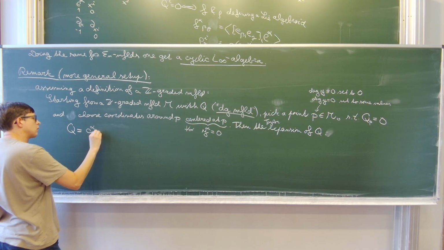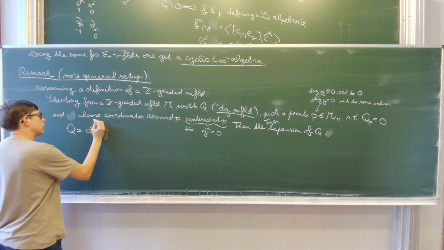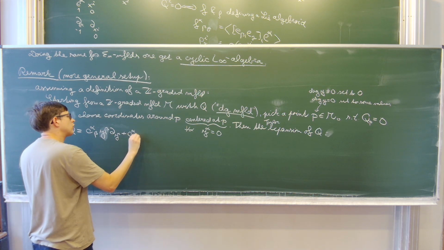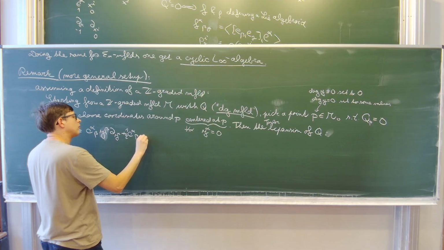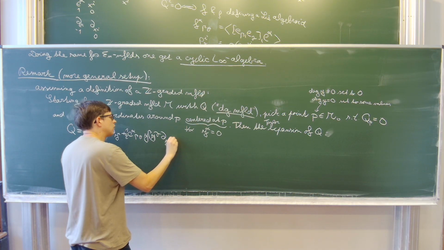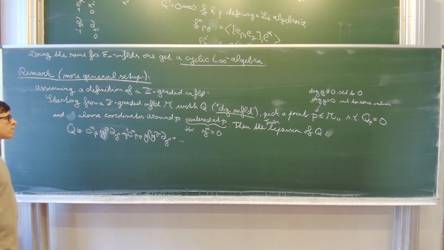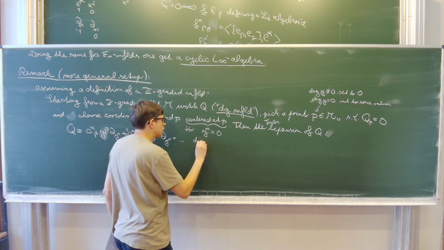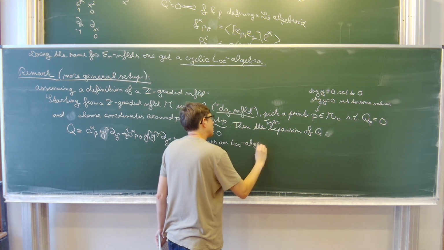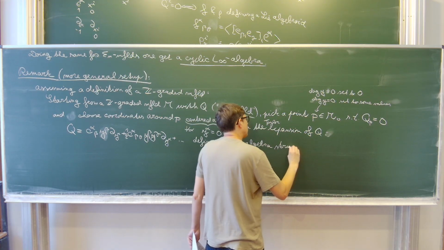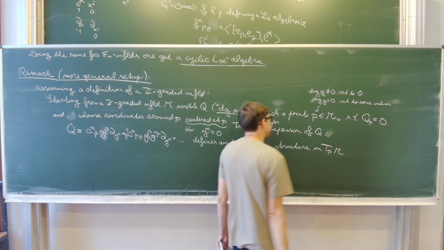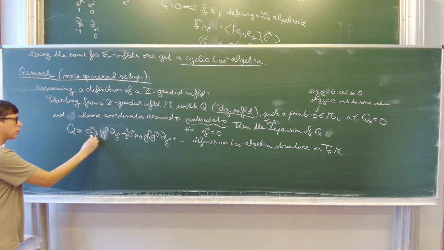structure coefficients, C alpha beta gamma, 1/2. I'm writing literally the same expressions we can refer to above, etc. This defines an L infinity algebra structure on the tangent space at that point.